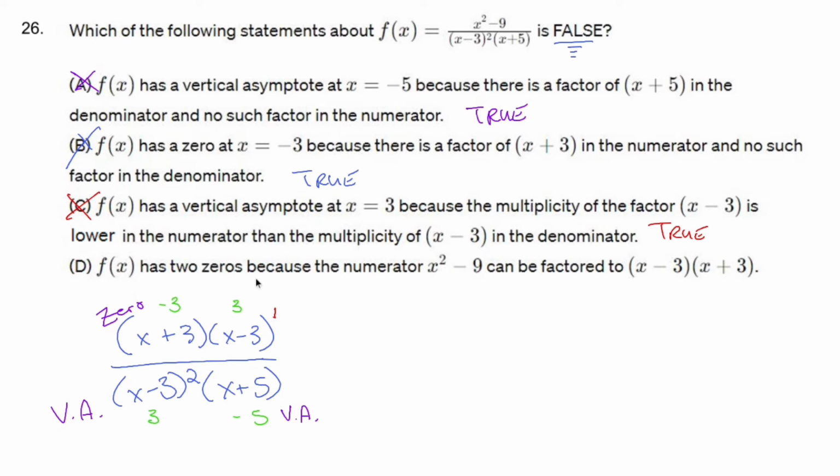F of x has 2 zeros because the numerator x squared minus 9 can be factored. I mean, yeah, it can be factored to that, but this is not a 0 because it's negated by that. So D is the lie. D is the lie, which is funny because D is devil, and the devil is a liar. I hope this helps.